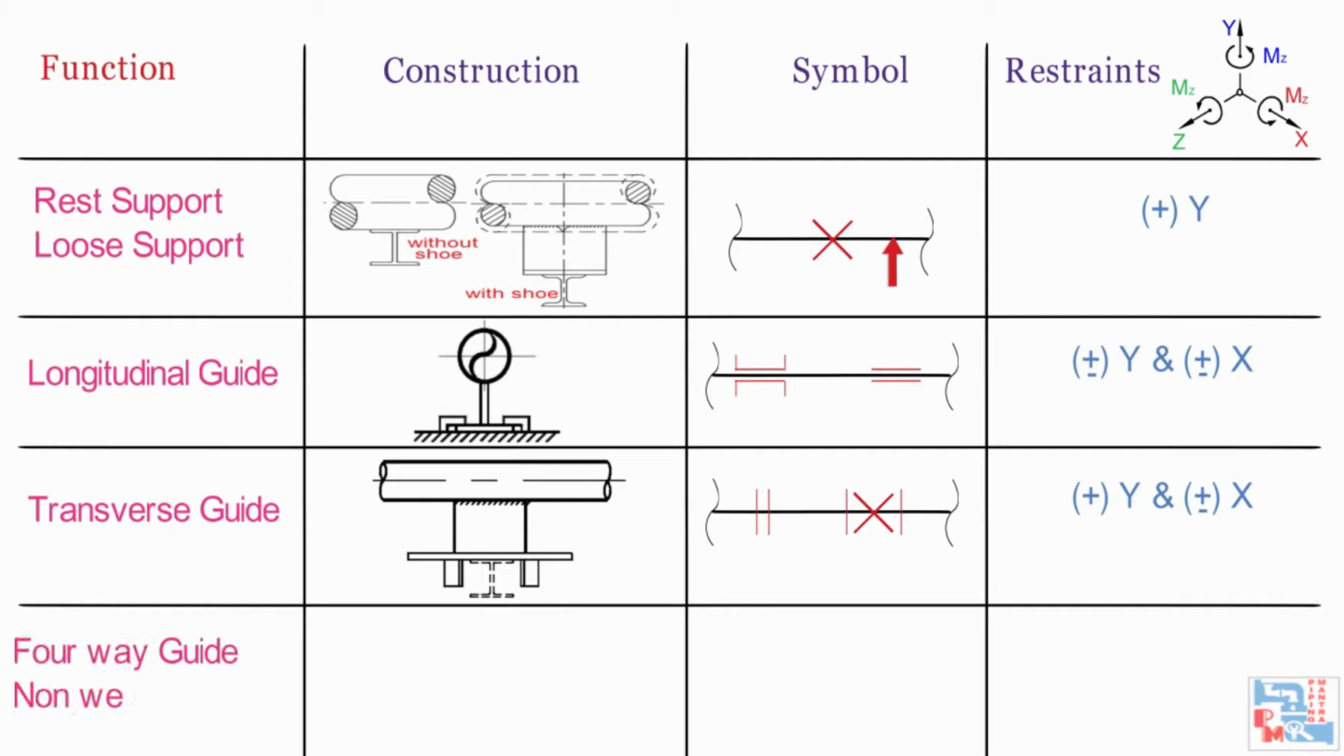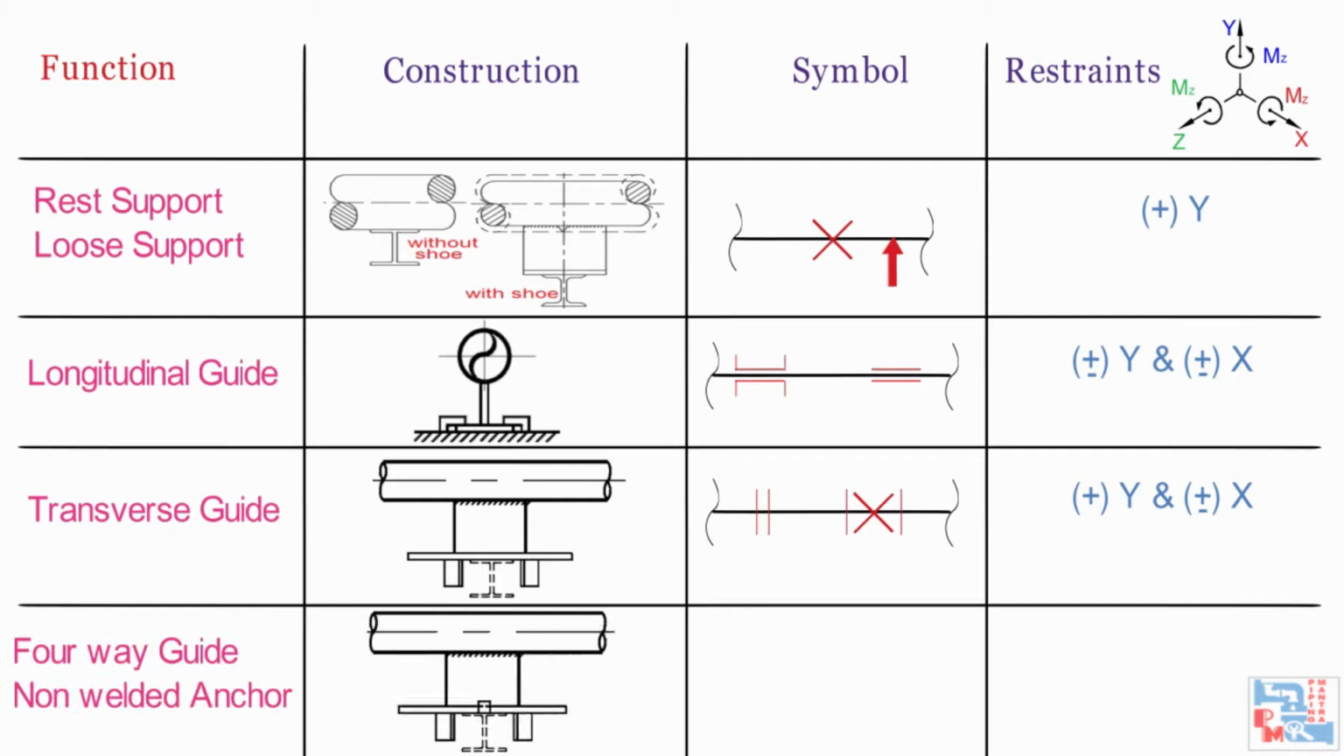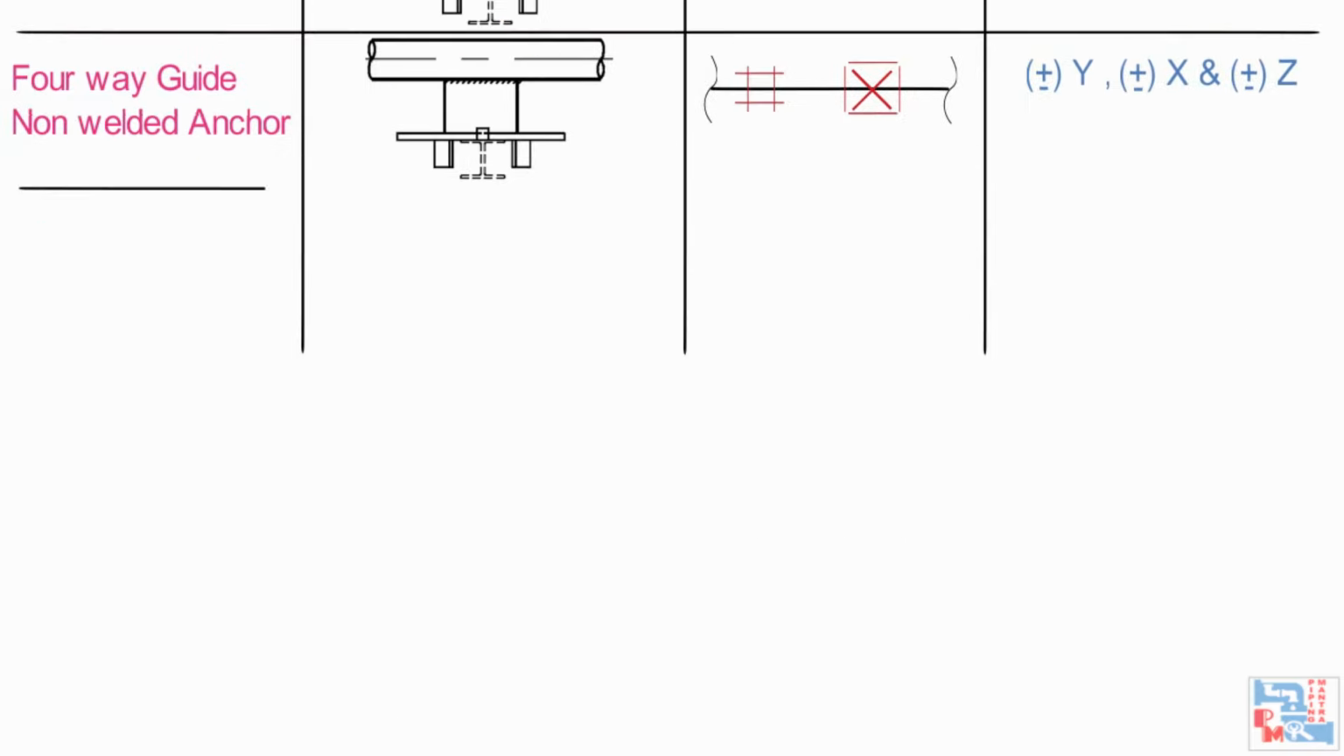Now comes non-welded type, four-way guide. This can be considered as a combination of longitudinal and transverse guide. This type resists only the linear movements in all directions but not the rotational movements. This avoids heavy loading of support as well as pipe. Therefore, this type of support is preferred over welded type.